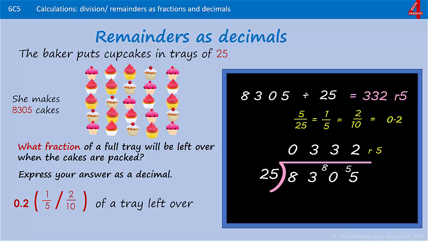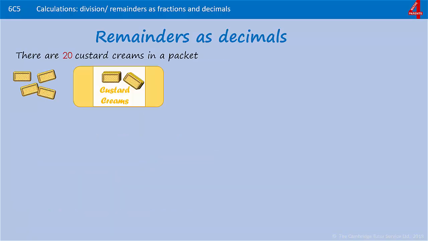If the question had been how many trays of cakes are there, you would have had 332.2 trays of cakes. And this one's for you to try.